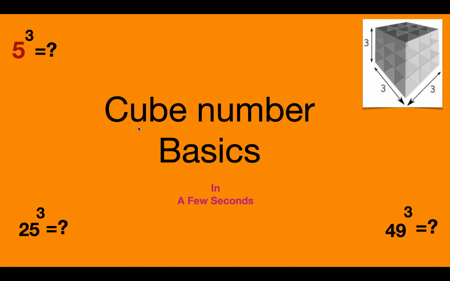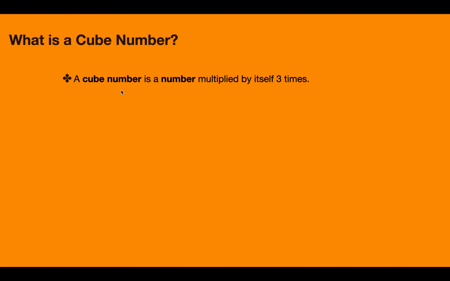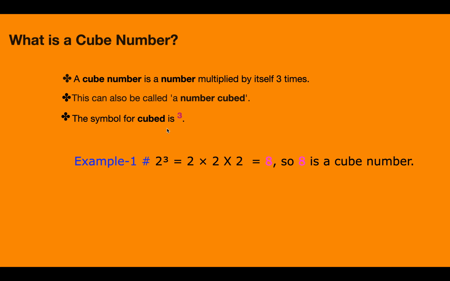Today we are going to do some cube number basics in a few seconds. What is a cube number? A cube number is a number multiplied by itself 3 times. This can also be called a number cubed. The symbol for cubed is 3, and see that it's high up in the air?